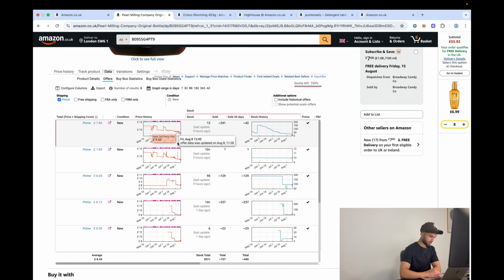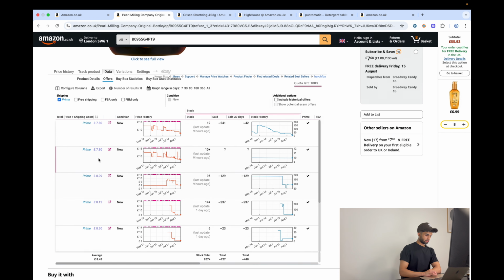So these lot aren't tanking, because you can see here, these guys dropped August 8th. Yeah, August 8th, below 9 quid. These were already below 9 quid. So we have who's actually at £7.80 now.